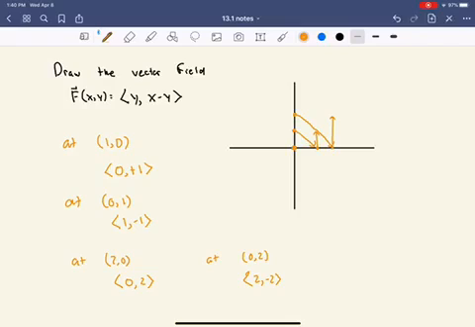Okay, and then you just pick points and draw arrows. This is something that you would probably do on a computer. So we won't spend too much time on that because really that's not the point. That's not super interesting. Okay, all right, that should be it for 13.1. See you guys in the next video.